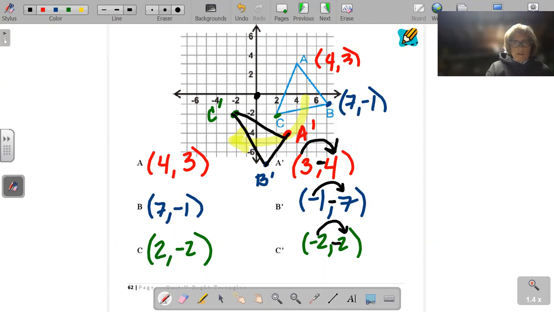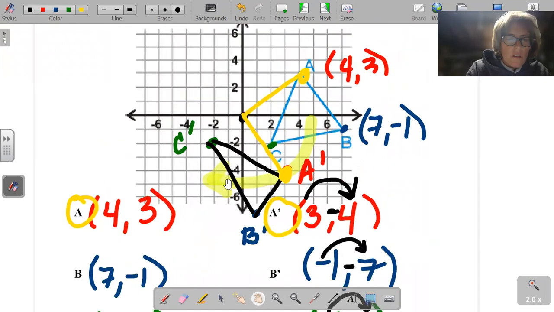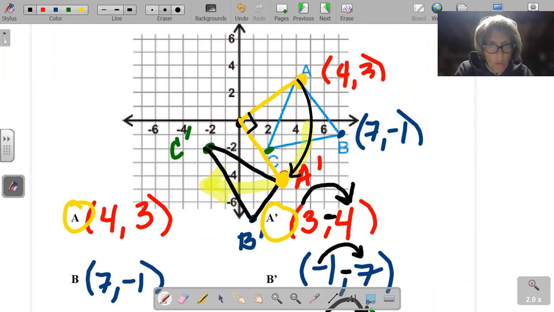Here's how you check it. You take any 2 points, set of points. So we're going to choose our A points. And from the origin, we're going to draw a line to A, and then from the origin to A prime. Now, you look at this angle. If you look carefully, you can see, yes, that was 90 degrees, and the direction we went was clockwise. So, yes, we did it correctly.